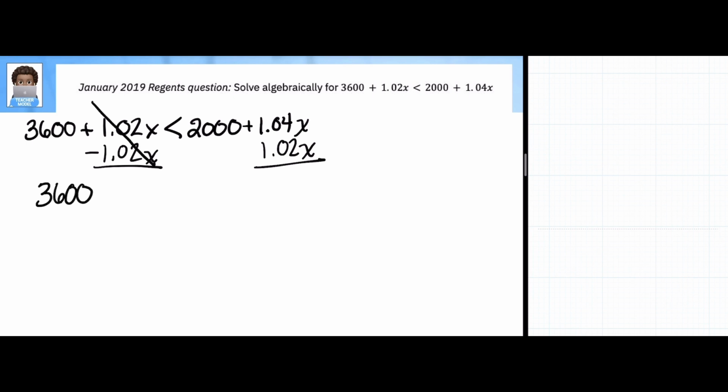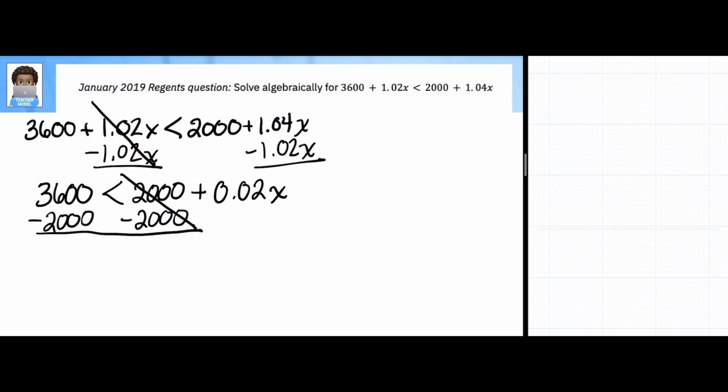And I have 3600 is less than 2000 plus, and when I subtract this, I have 0.02x. All right, so I also want to move all my constant numbers over to the other side. So I'm subtracting 2000 from both sides to create a zero pair. And I have 1600 is less than 0.02x. All right, and my last step is I'm going to divide by 0.02.